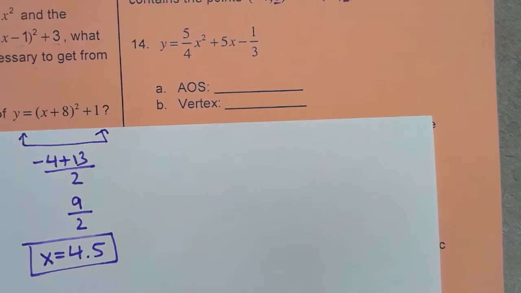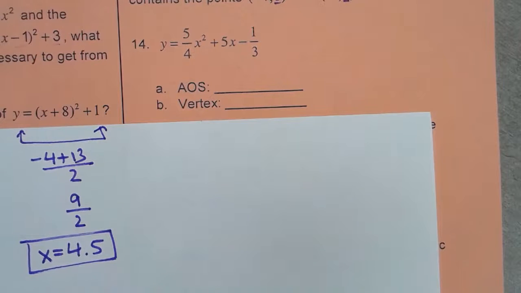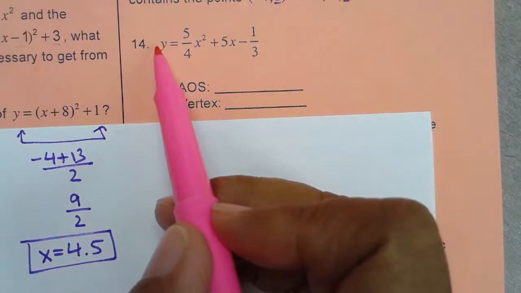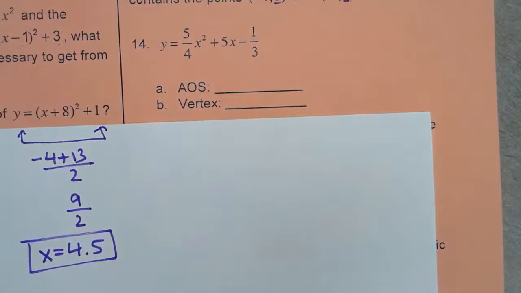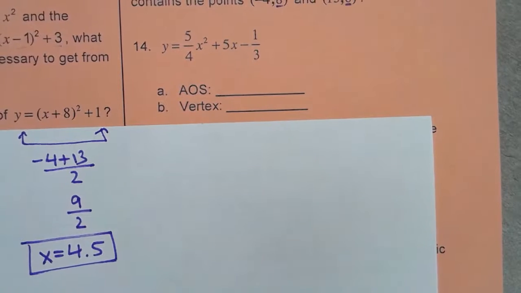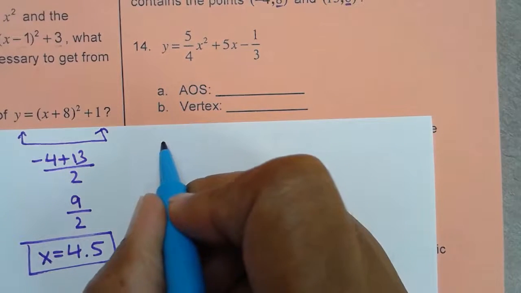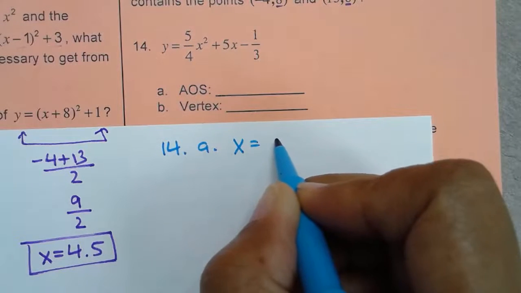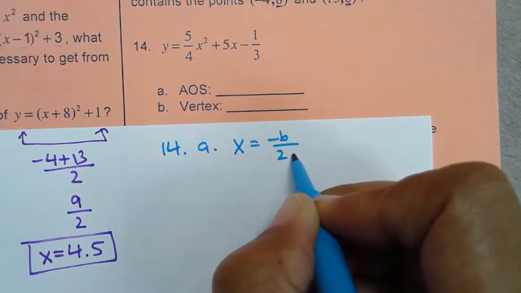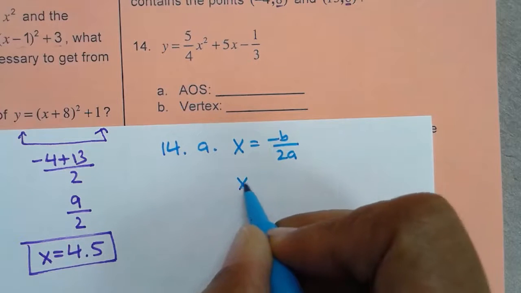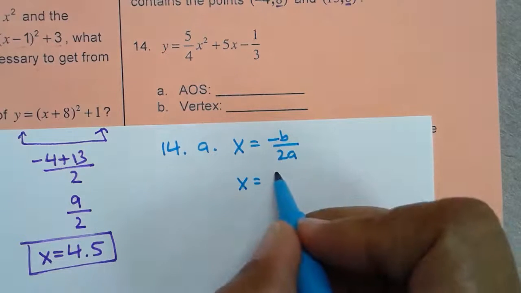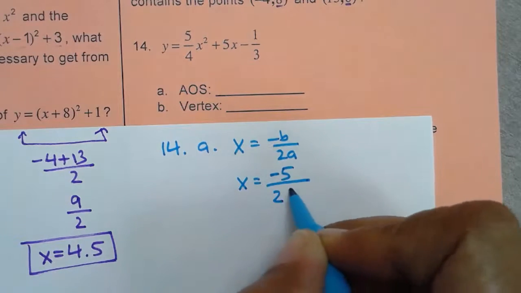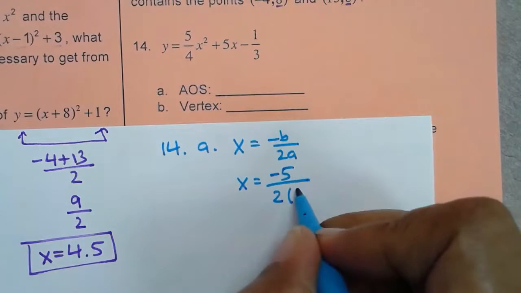It's just a little more complicated because it has some fractions in there. You cannot fraction bust, otherwise you're changing this to not be y equals. So you need to keep the equation as it is and just use the formula. So for 14, part A, you have to use the formula x equals -b over 2a. All right, so opposite of 5 is -5 over 2 times a. A is 5 over 4.